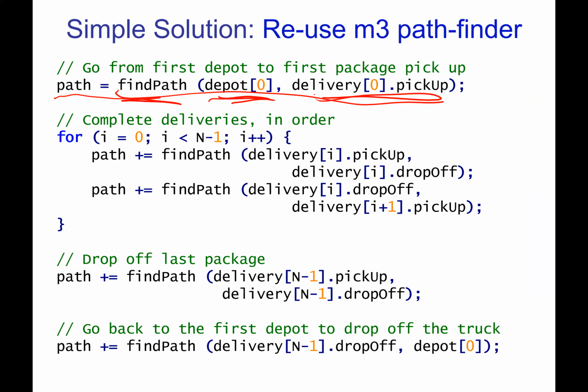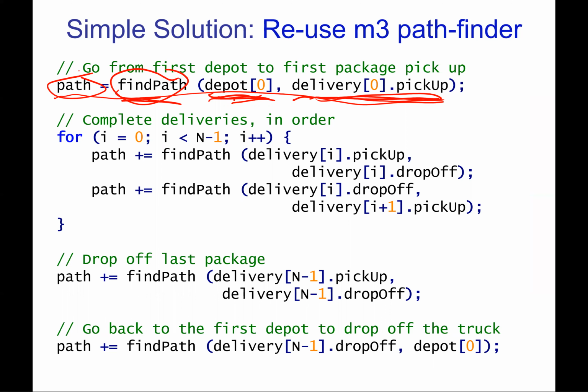And this is how we give you the problem. We give you a vector of depots, and we give you a vector of deliveries. Every delivery has a pickup intersection and a drop-off intersection. So I just say, start at the first depot you gave me and go to the first pickup location. And I need to compute a path. I need to tell you how I got there. So I'm going to call find path, which you just wrote, and I'll get a path from that.